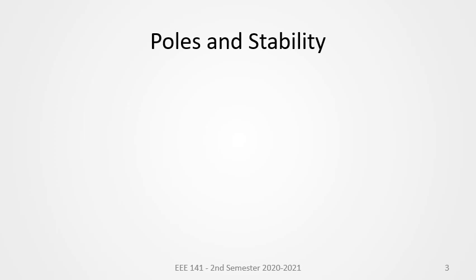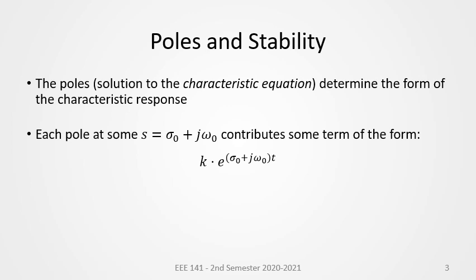We have seen from the previous lecture that feedback affects the pole locations. Now let's look at how this is related to stability. The poles, which are the solutions to the characteristic equation of a transfer function, determine the form of the characteristic response of a system. Each pole at some s equal to sigma naught plus j omega naught in the S domain contributes some term of the form k times e raised to (sigma naught plus j omega naught) times t in the characteristic response.